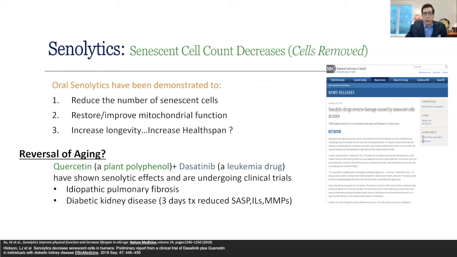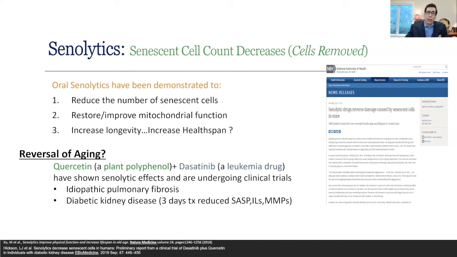Dr. James Kirkland and his team there have looked at quercetin, which is a plant polyphenol, and recall that a lot of these plant polyphenols are bright colored, high antioxidant, high activity dietary agents. We see them, for example, in the Mediterranean diet. So these are around us and in our daily life. And combined with dasatinib, a leukemia drug, as oral therapy, they've been shown to have senolytic effects.